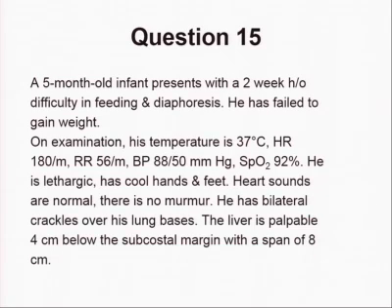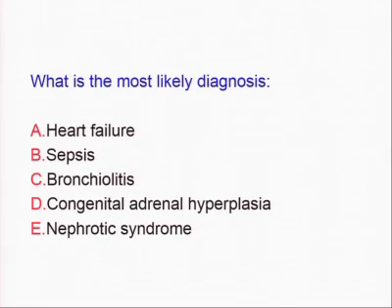A 5-month-old infant presents with a 2-week history of difficulty in feeding and diaphoresis. He has failed to gain weight. On examination, his temperature is 37, heart rate is 180, respiratory rate is 56, blood pressure is 88/50, oxygen saturation is 92%. He's lethargic, has cool hands and feet, heart sounds are normal, there is no murmur. He has bilateral crackles over his lung bases. The liver is palpable 4 centimeters below the subcostal margin with a span of 8 centimeters. What is the most likely diagnosis? Heart failure, sepsis, bronchiolitis, congenital adrenal hyperplasia, nephrotic syndrome.